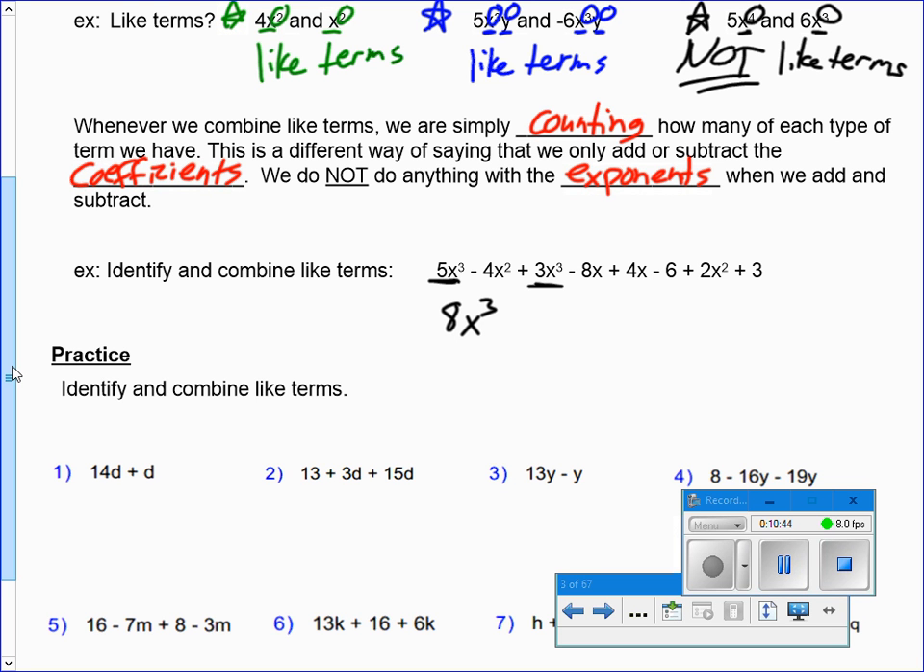Right, next time I look for is my quadratic terms. I have a negative 4x squared. That'd be a like term with 2x squared. Put those together, I have negative 2x squared. Right, next thing I have is my linear terms. Negative 8x and positive 4x. Put those together, I have negative 4x. Right, my last two would be my constant terms, which are what we call numbers, constant terms. Negative 6, positive 3. Put them together, that's negative 3.